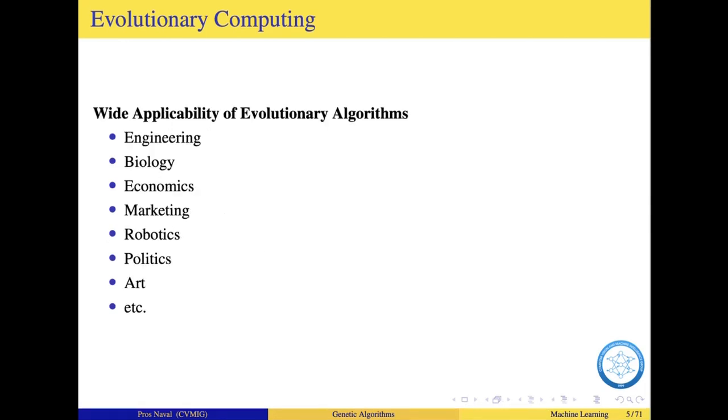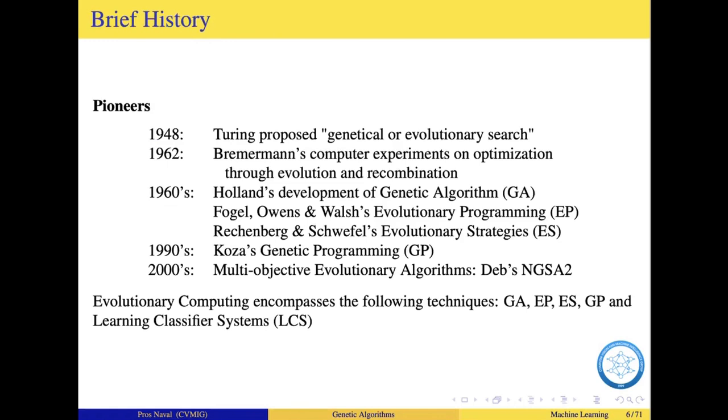Now, evolutionary algorithms have very broad applicability. It's widely used in engineering, biology, economics, even in marketing. It's used a lot in robotics, in politics, art, and so on. So it has really a lot of different applications. So it's very general.